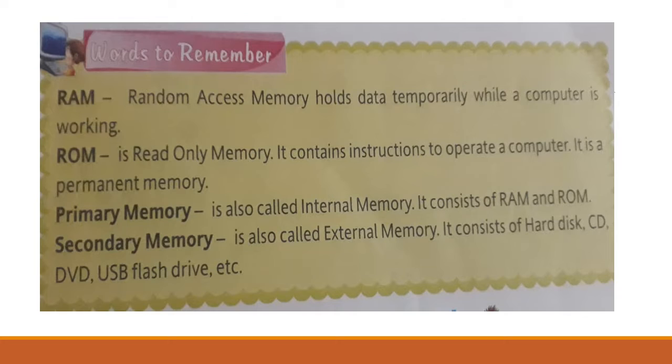Next we are having primary memory. Primary memory is also called internal memory. It consists of RAM and ROM. Then we are having secondary memory. Secondary memory is also called external memory. It consists of hard disk, CD, DVD, USB flash drive, etc.